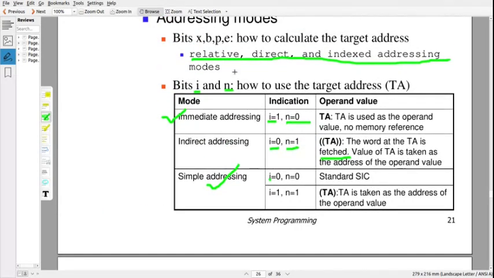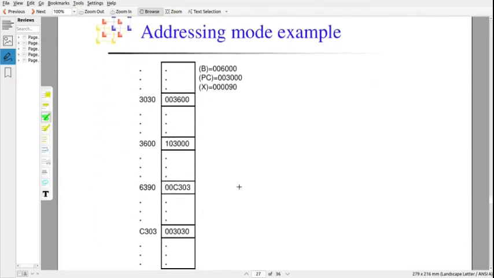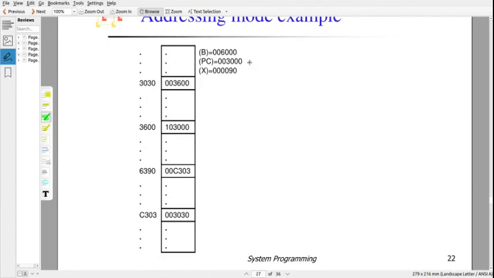So these are the direct addressing mode, indirect addressing mode, relative addressing mode, index addressing mode, and simple addressing mode. These are the classes of addressing mode supported by SIC/XE. Now look here, we will explain this addressing mode with an example.